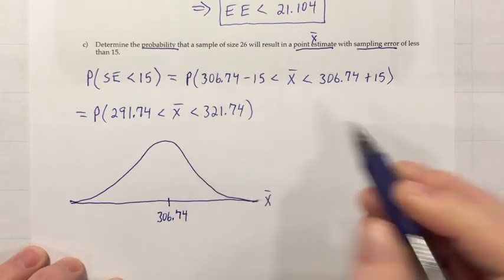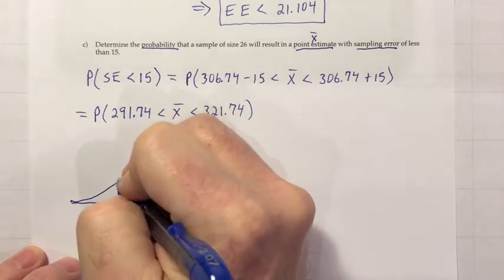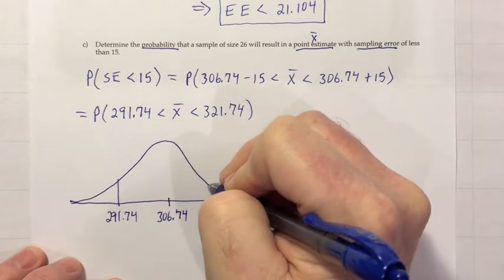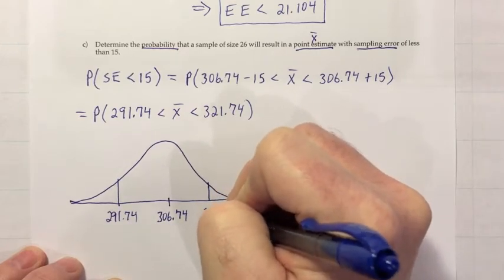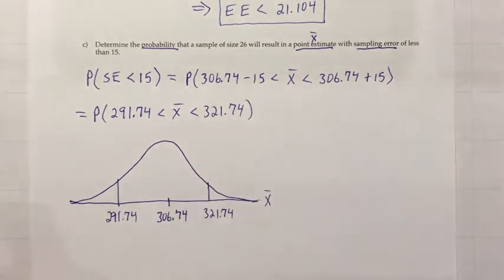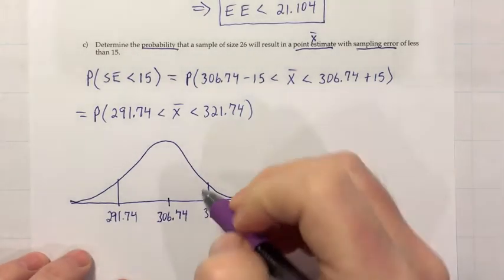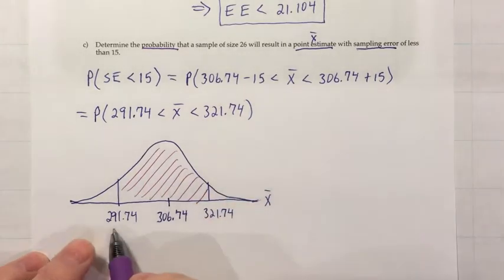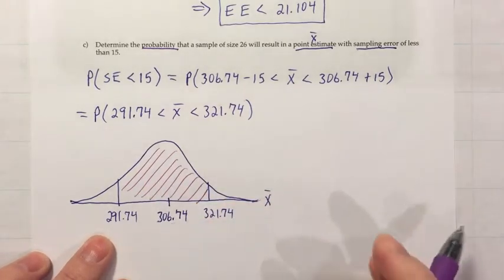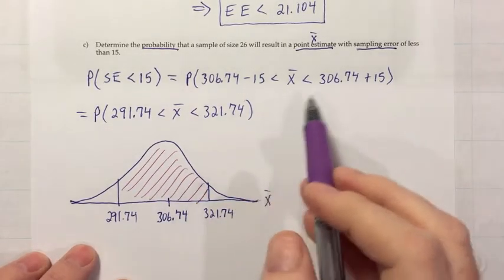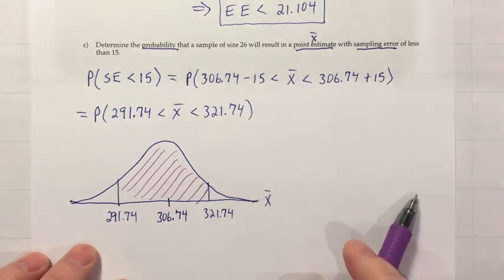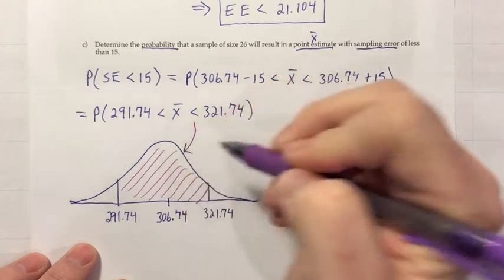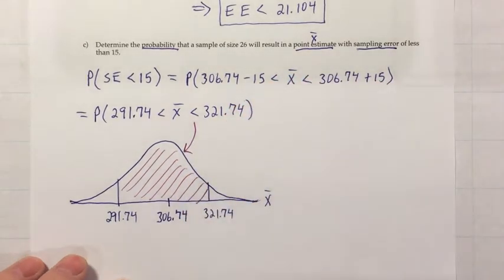306.74, and then we want to know the probability that x bar will land between this 291.74 on the left and 321.74 on the right. We don't really know exactly how far out those numbers are in terms of z-scores yet, so I'm just drawing this one on the left because it's smaller and that one on the right because it's bigger, trying to do it roughly symmetric because I know I added and subtracted the same amount. And then if we can find that area right there, we'll have answered that probability question.